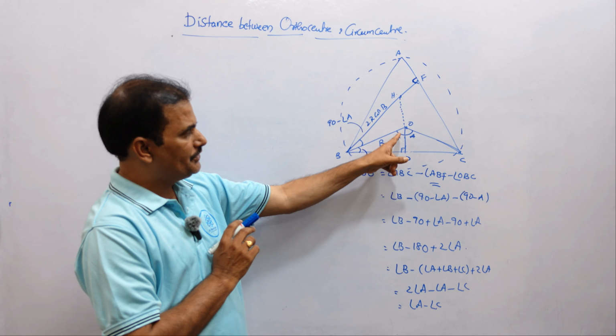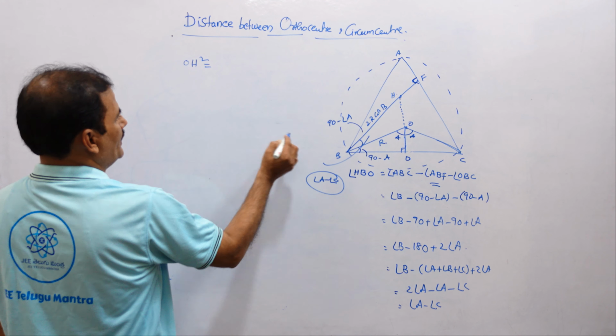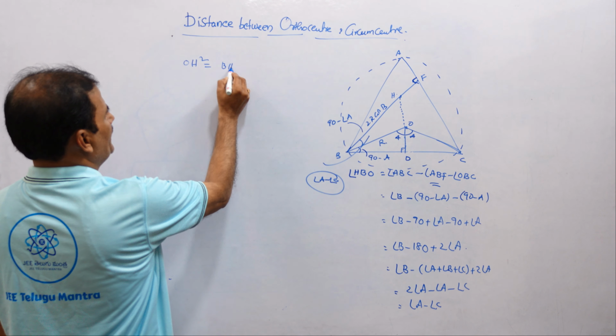Now we apply the cosine rule to find out the distance between orthocenter and the circumcenter. What is the cosine rule? Generally A square is equal to B square plus C square minus 2BC into cos A. From that we have to find out OH. I directly write here OH square. Here OH square is equal to BH square plus OB square minus 2 into BH into OB into cos HBO.